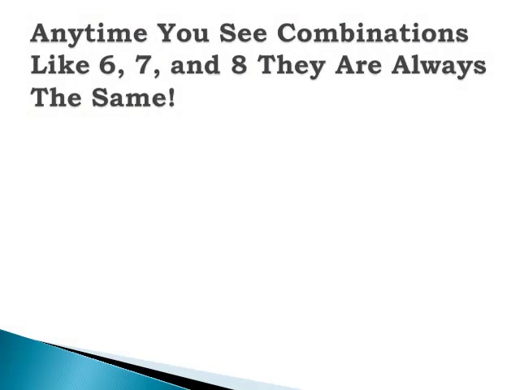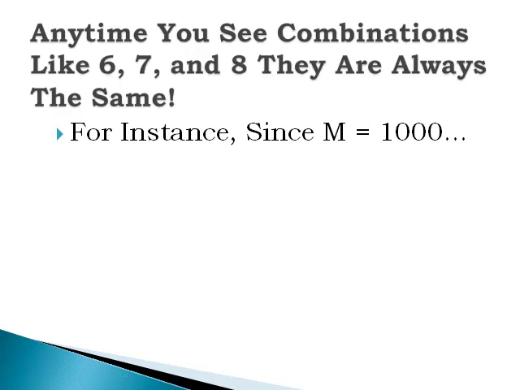Now, anytime you see combinations like 6, 7, and 8, they're always the same. In other words, what we're saying here is that a VI is always 6. If it's at the end of a big long Roman numeral, you know that that number ends in a 6. For instance, since M equals 1000, MM will equal 2000. So MMVI equals 2006.